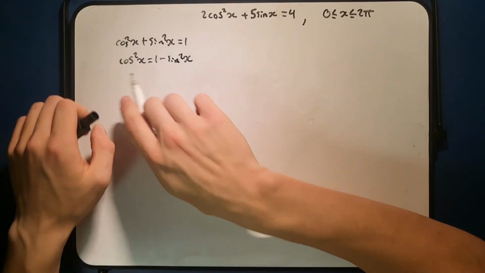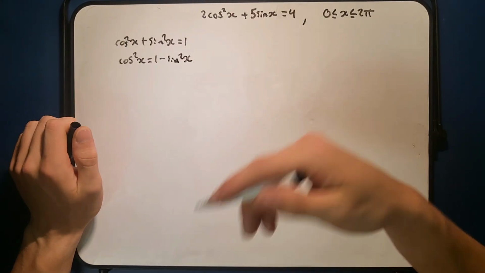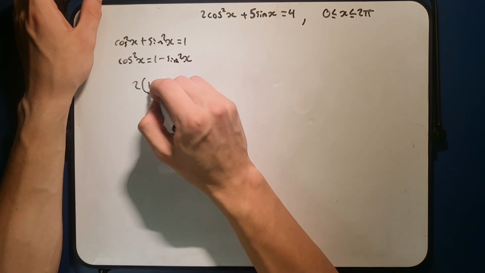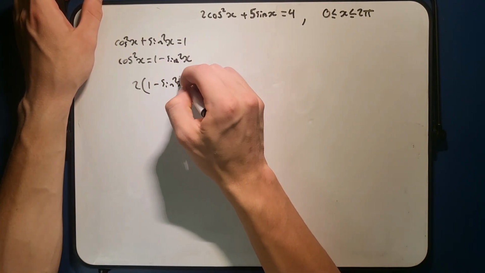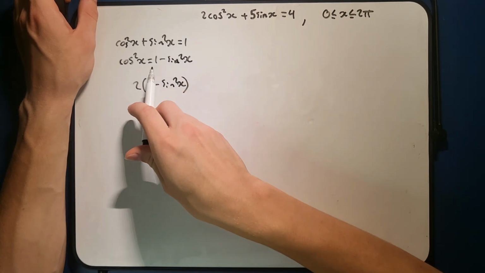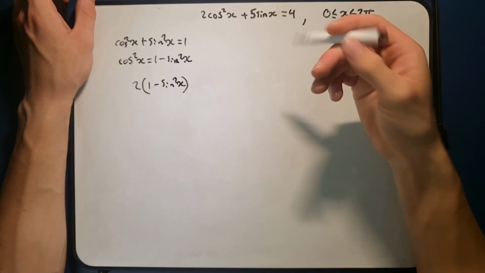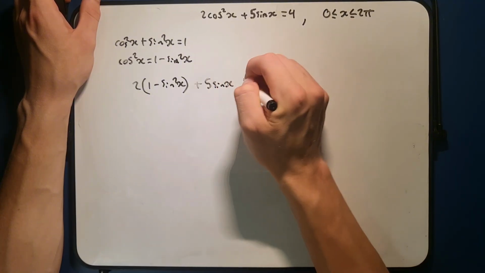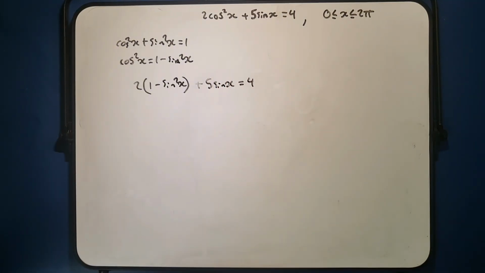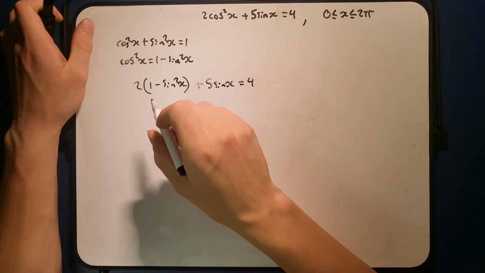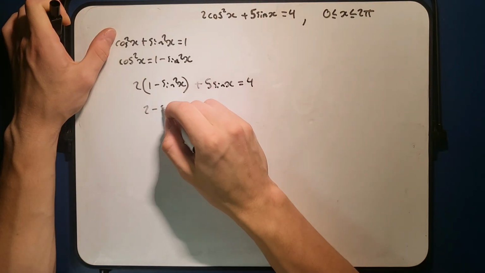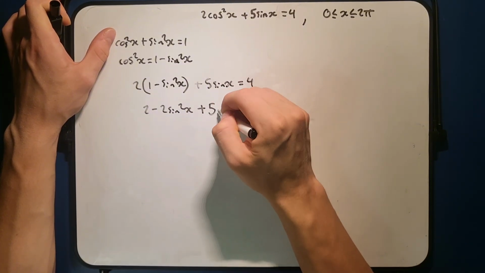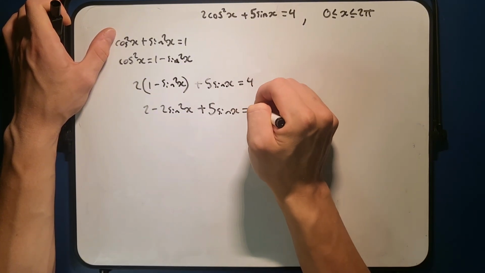And now I can plug this into my original equation. So I will get 2, and then in brackets, 1 minus sine squared x, because cosine squared x is equal to 1 minus sine squared x. It's the same thing. And then I have plus 5 sine x is equal to 4. What I can do now is expand this. So I can get 2 minus 2 sine squared x plus 5 sine x is equal to 4.